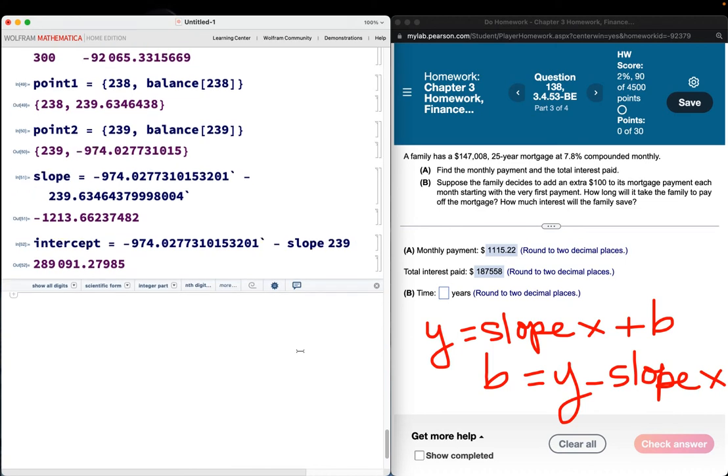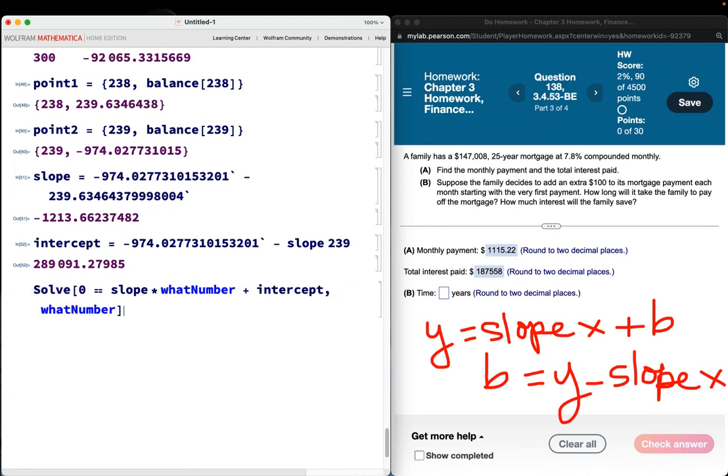Then we're going to solve. When is this equal to 0? Slope times what number plus intercept. And I'm looking for what number.